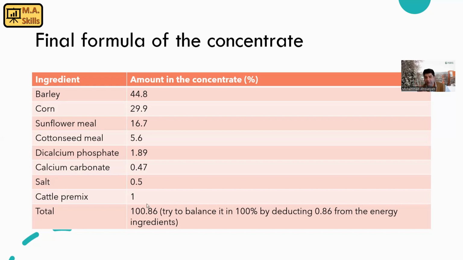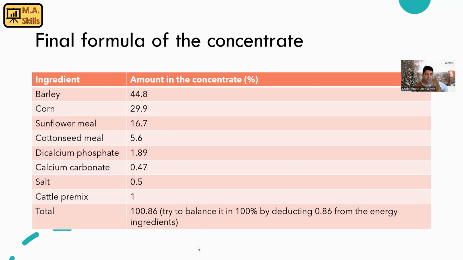So the idea is they should add up to 100%, right? Your formula should come to 100%. But here you can see it comes to 100.86. We have a little bit extra amount here. So you need to try to balance it to 100% by deducting this extra amount, which is 0.86, from the energy ingredients. For example, you can deduct this number from barley or from corn, up to you, just to calculate it, to balance it to 100%.